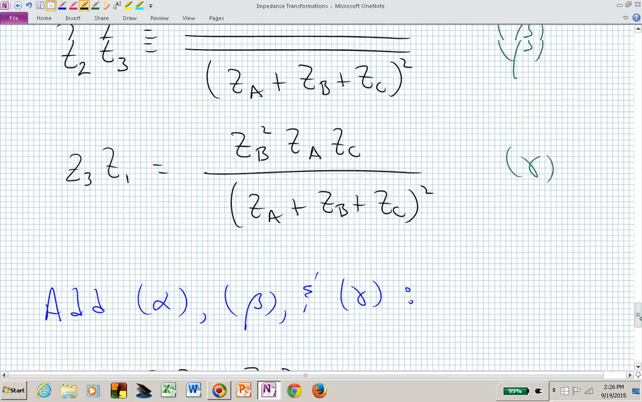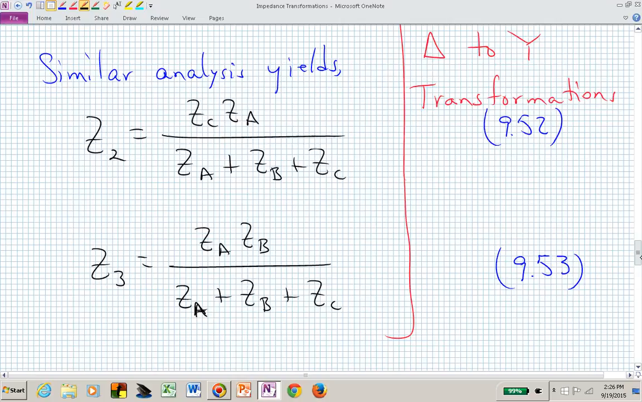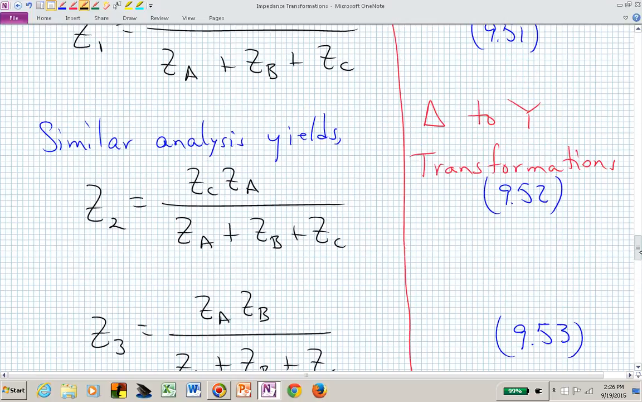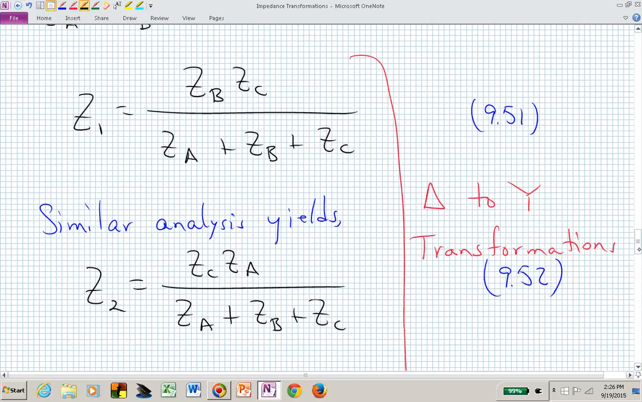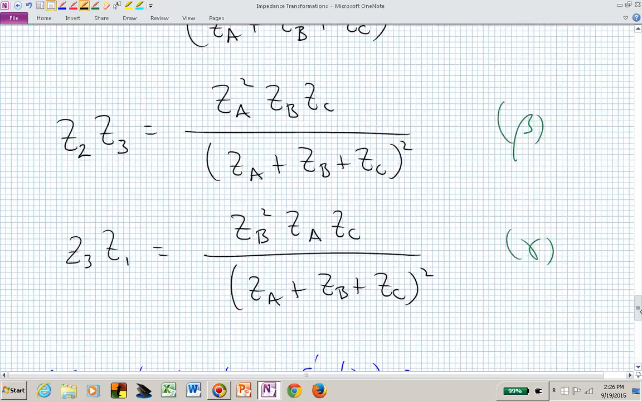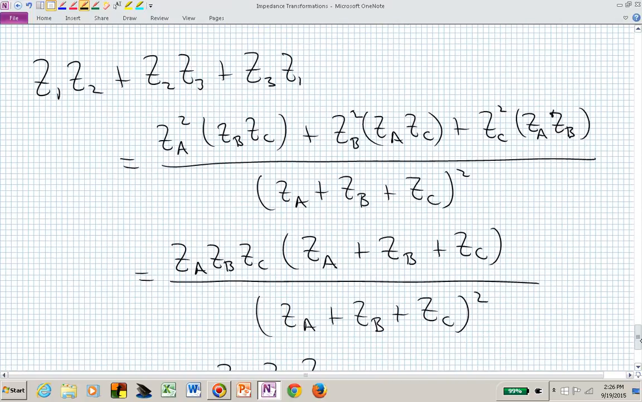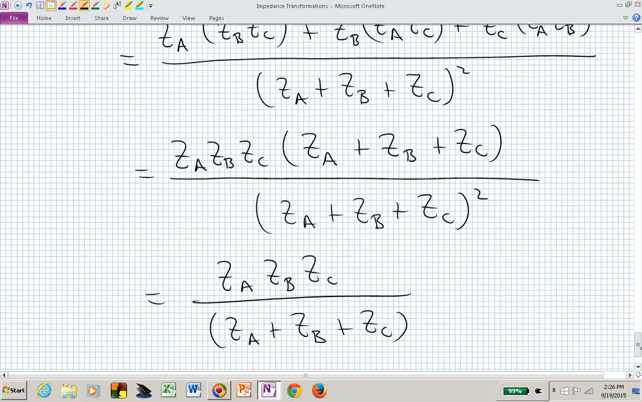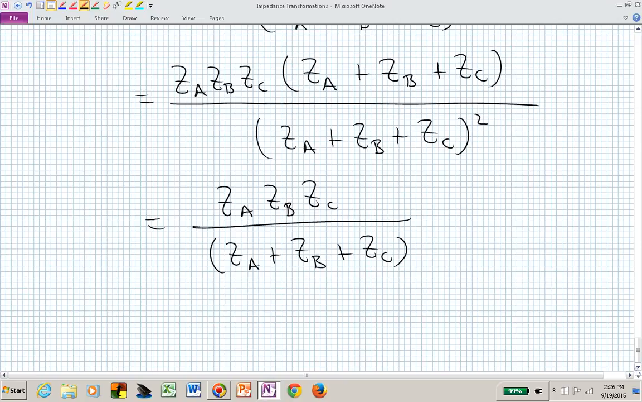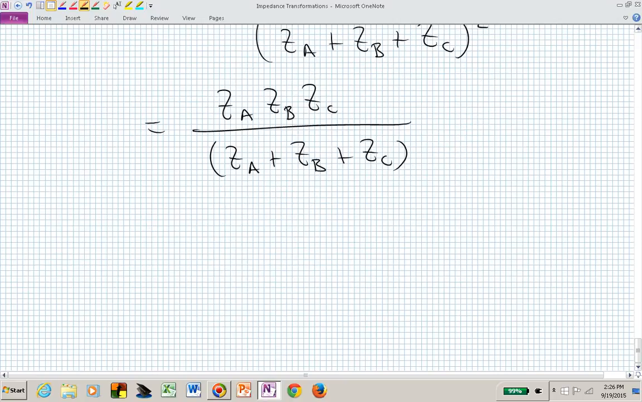If I go back here and look at ZB, ZC, that's my Z1 equation, which means that if I take what I have so far, this pairwise sum equaling the right-hand side, and divide both sides by Z sub 1, I will actually isolate Z sub A. Let me write that down.